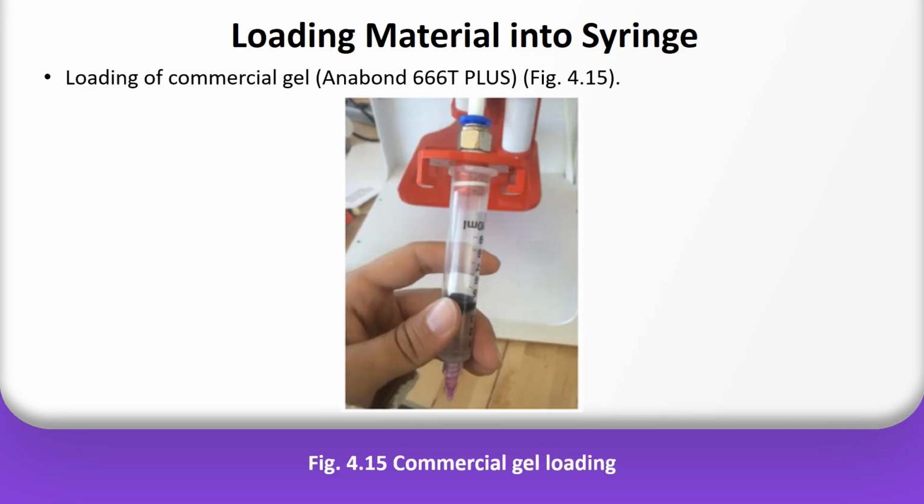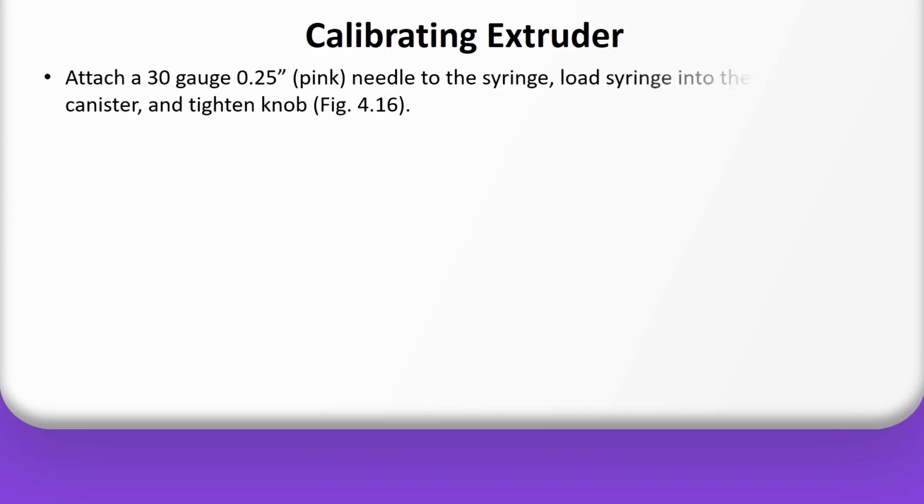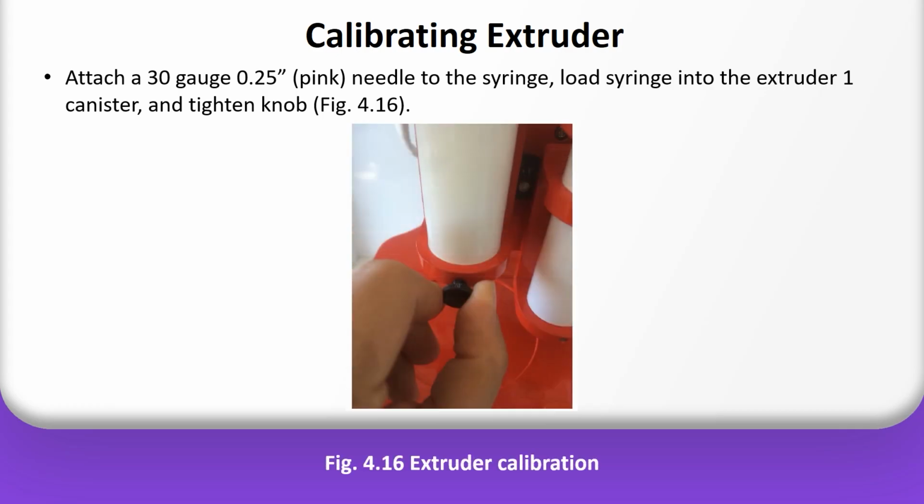This is the loading of material into the syringe. In this particular example, the Anabond 660 plus gel is being loaded into the syringe. A needle is being attached, so we can have different thicknesses of these syringe needles, and we tighten the knob. So, go for the calibration.